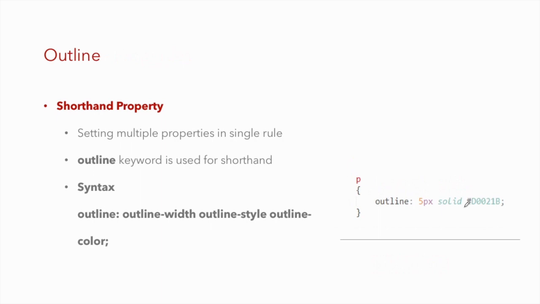Finally, we can have a shorthand property method. You can simply use outline as the property name and specify the width or the style of this outline and then the color. So this is one shorthand method. Instead of writing 3 different property rules, you can write it in a single line using the outline property. So this is the output for this particular CSS rule.